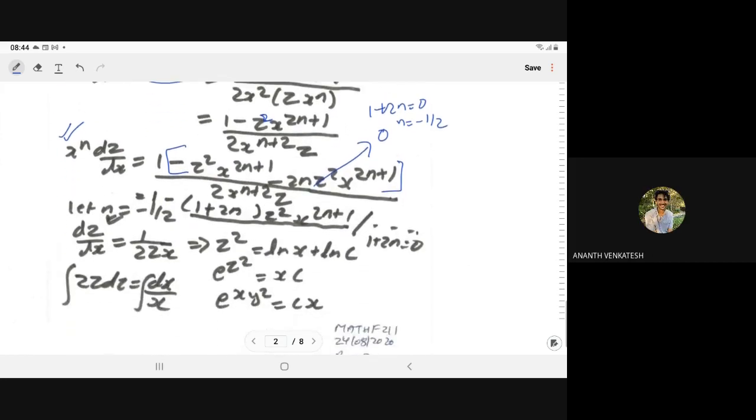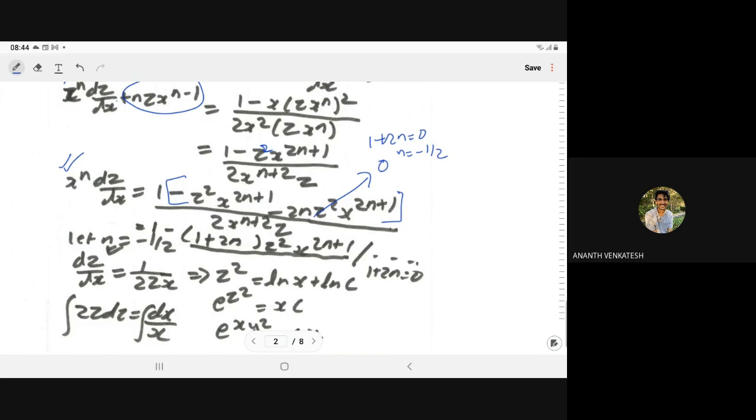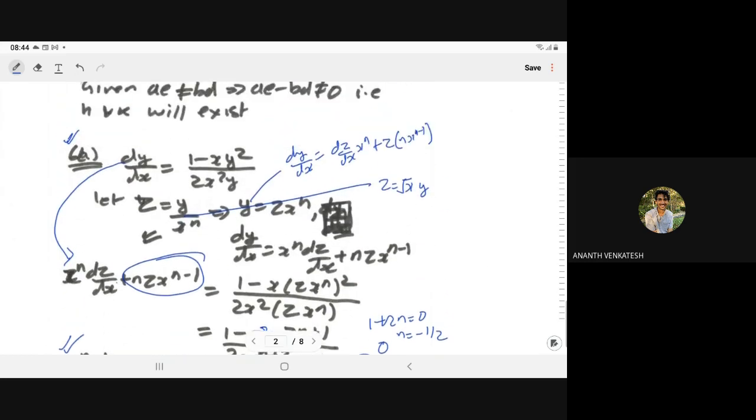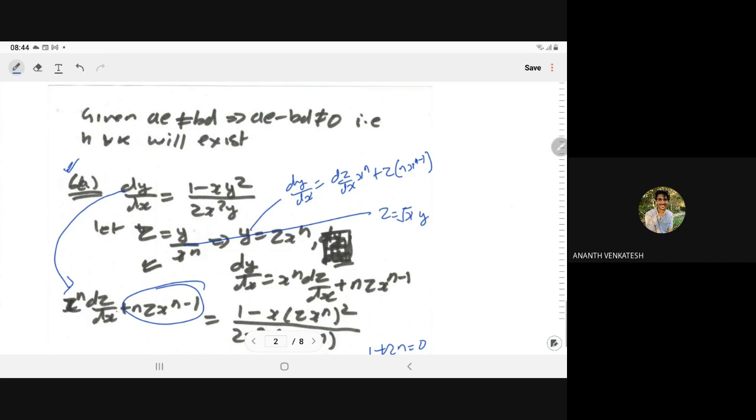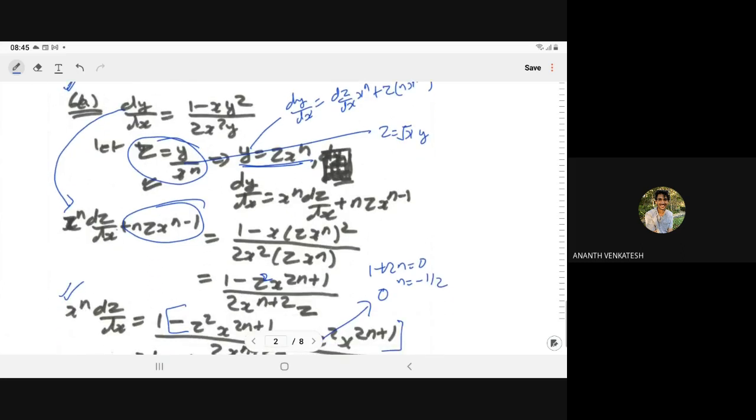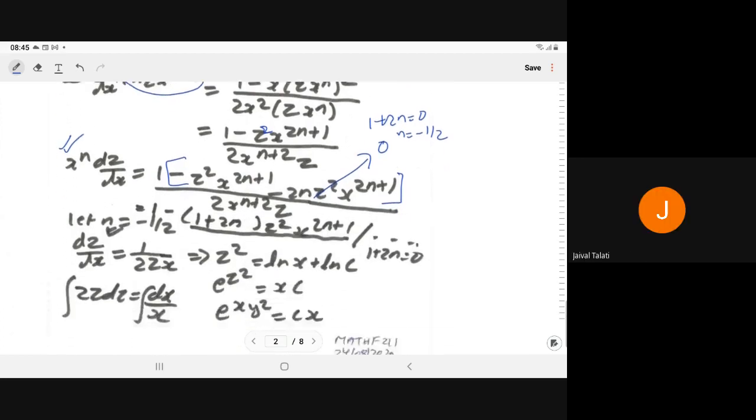Could you explain once again how you identified that you have to use this method for this question? No, this is given in the question. You have to substitute this, and with the proper value of n, you have to determine the solution. The substitution is already mentioned in the question: assume that y is equal to z into x to power n to solve this, and with the proper value of n, you reduce it into the separation of the variable. Okay, sir. Got it.